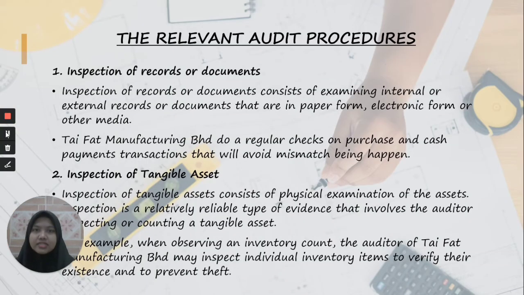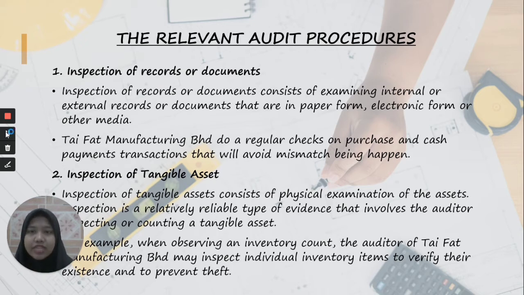The next is the audit procedures. First procedure is inspection of records or documents. Inspection of records or documents consists of examining internal or external records or documents that are in paper form, electronic form or other media. So for Thai Manufacturing Berhad, doing regular checks on purchase and cash payment transactions will avoid mismatches from happening. Next is inspection of tangible assets.